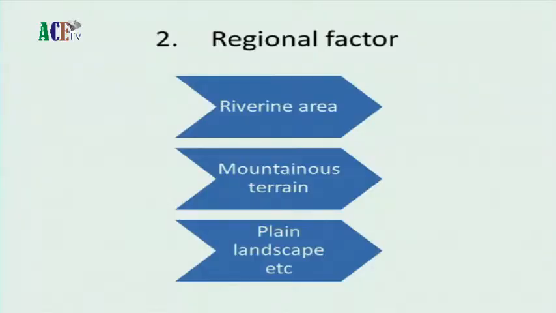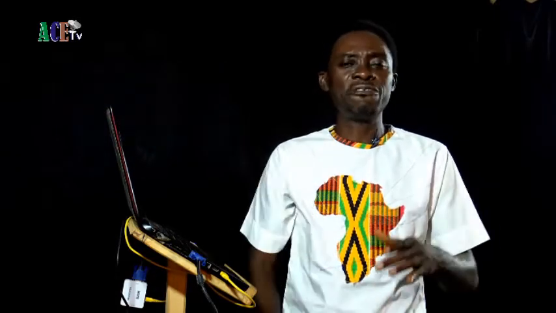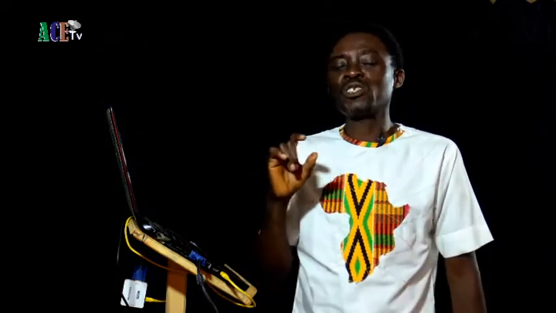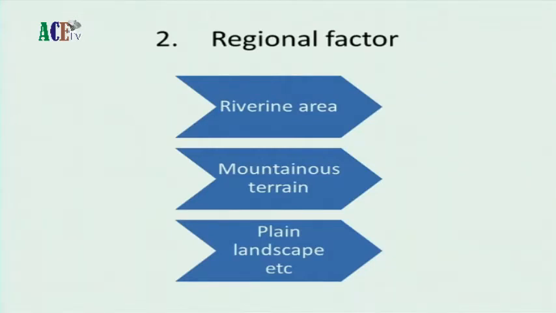The second factor is the regional factor, which is very close to the geographical factor, okay? The regional factor talks about the physical features of certain areas, okay? But it is a little bit different from the geographical factor. For example, in the northern part of Africa, and using Nigeria as a case study, there are riverine areas, you know? In some parts, there are rivers in Sokoto, there are rivers in other places. The Argungu Festival is towards the northern part of the nation. And so there are some instruments that can be found around the riverine areas that cannot be found in other areas that are not riverine.